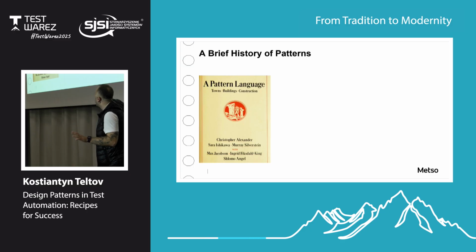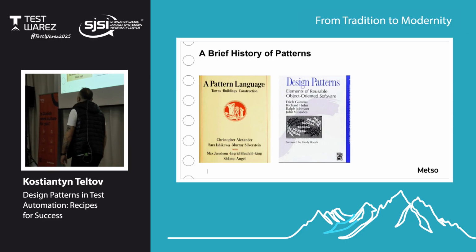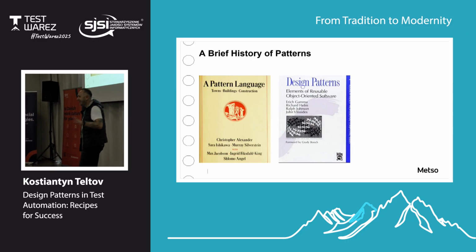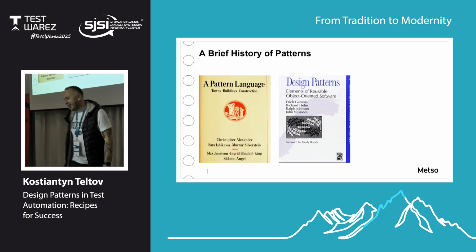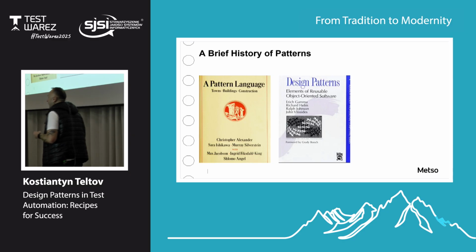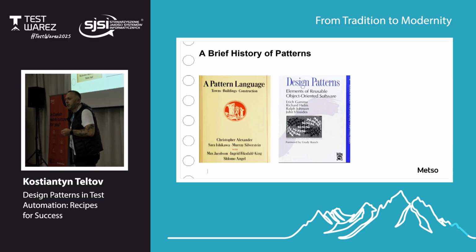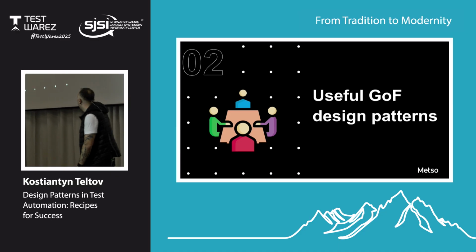Just a brief history. The first mention of patterns was in a book, I think published in the 70s, and it was about towns and construction. But this book inspired 4 software developers, and in 1994 they published another book about design patterns, mentioning 23 classical design patterns. Today, we all know these patterns as the Gang of 4 design patterns. So let's try to see them.